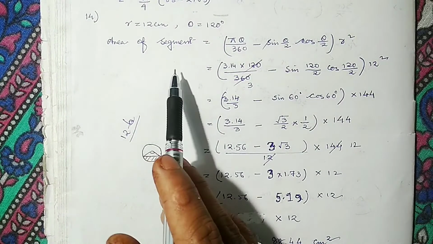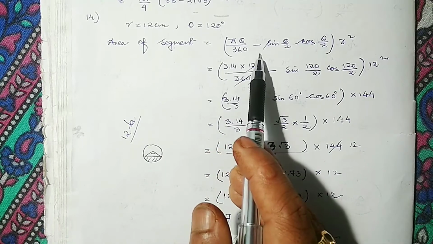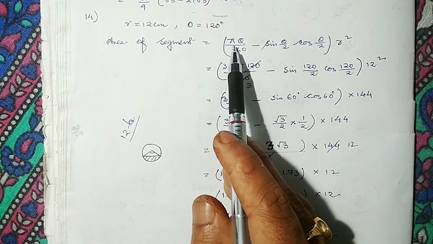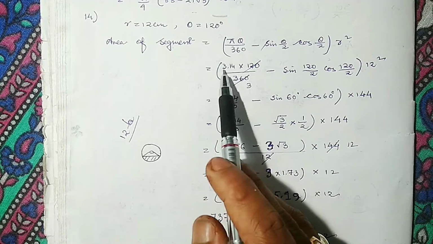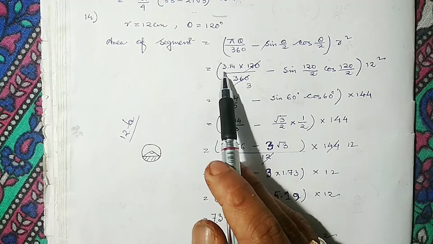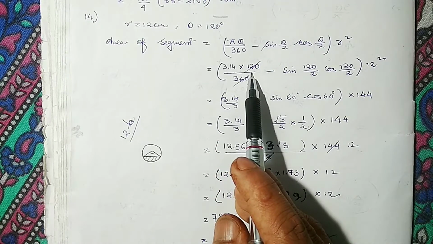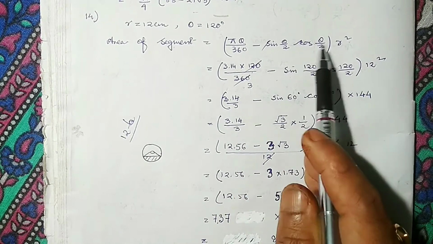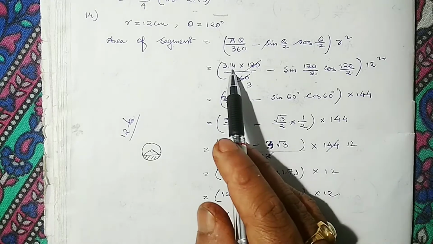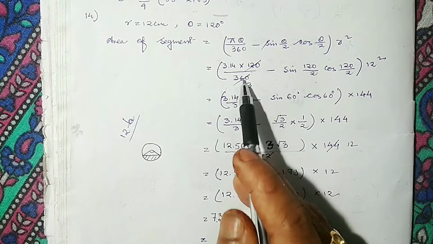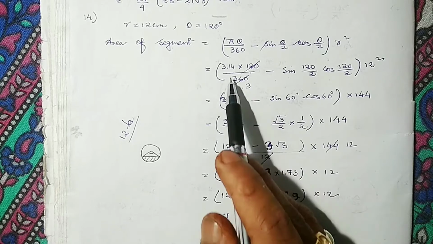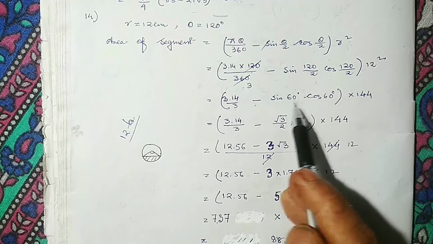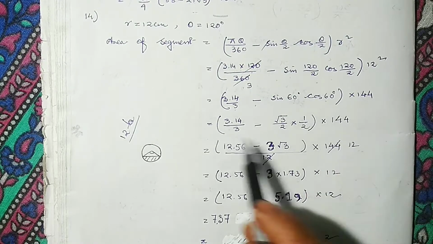We know the area of the segment formula is pi theta by 360 minus sin theta by 2 cos of theta by 2 into r square. Here in the question they have given, we have to take pi as 3.14. So instead of pi, we are writing 3.14 into 120 divided by 360 minus sin 120 by 2 cos of 120 by 2 into 12 square. 3.14 into 120 by 360, if I cancel, I am going to get 3. So here I am going to get 3.14 by 3 minus sin 60 degree cos 60 degree into 144.